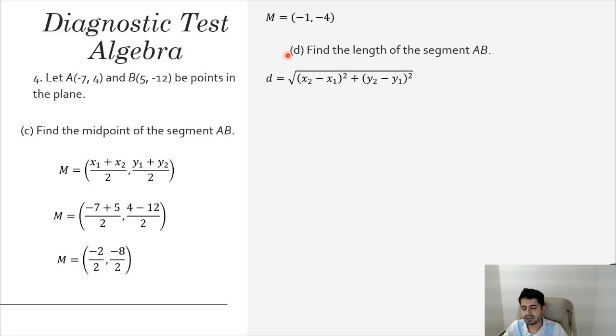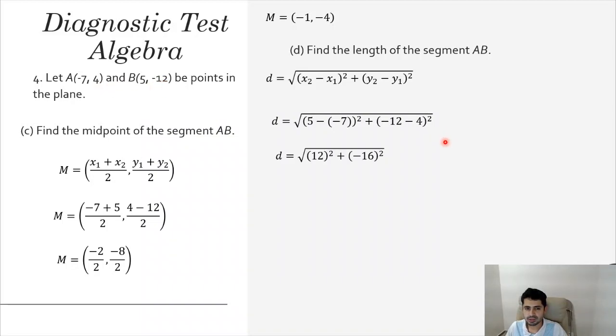Then D, find the length of segment A and B. So we are going to take back the distance formula, and we just replace x2 and x1 and y2 and y1. So then x2 should be here 5, x1 then should be minus 7. Pay attention again with the minus, and then we have here y2, which is minus 12 minus 4. So then we just make some algebra here, just like some summation. We have 5 plus 7, and then minus 12 minus 4, we have minus 16. We elevate that to 2. We have 144 and 256. So we make here the addition, and then the square root of that should be 20. So then this is the distance between these 2 points.